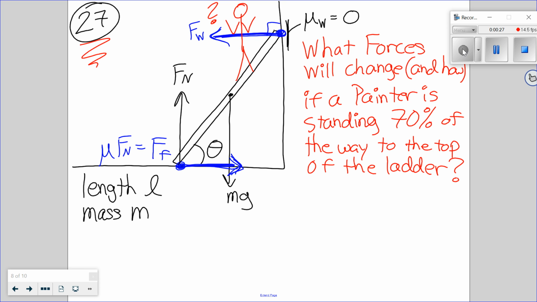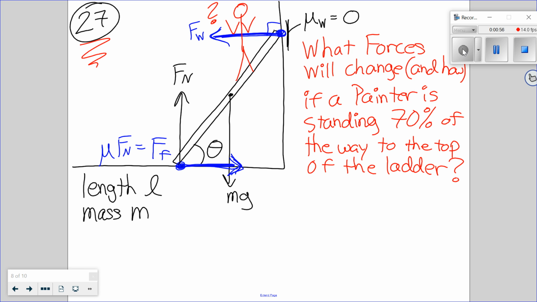If it just slips, that means it's exactly equal. So the forces will be exactly equal when a painter has climbed 70% of the way up the top of the ladder. That means she's 70% of the way along the hypotenuse. Just multiply the hypotenuse times 0.7, and that's how far along she is. No problem there. But what forces will that affect? How will that change 26 that we basically wrote down in your notes yesterday? If we can get some ideas, then I'll turn you loose.